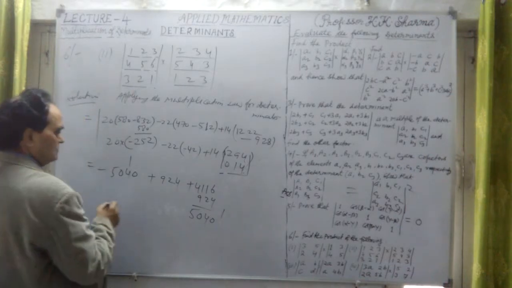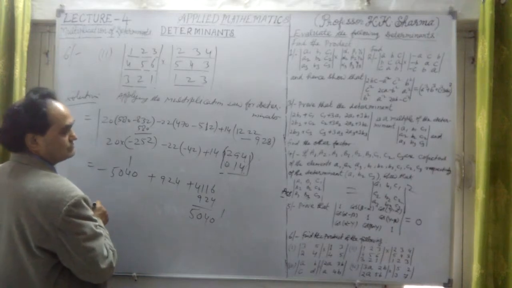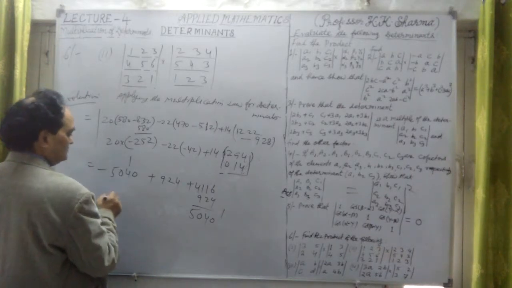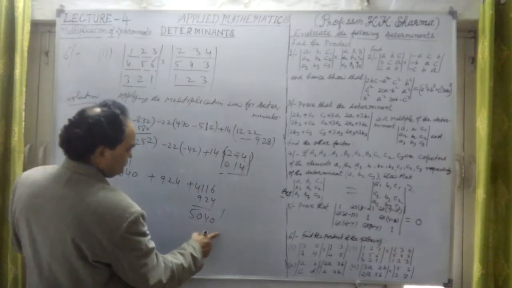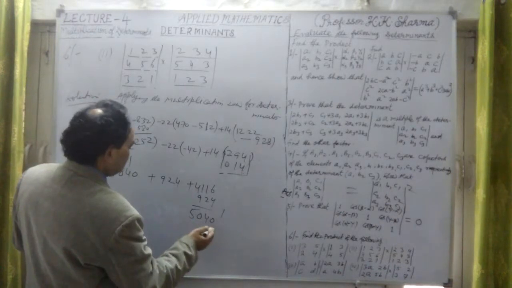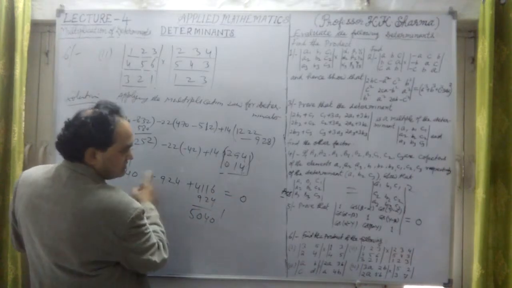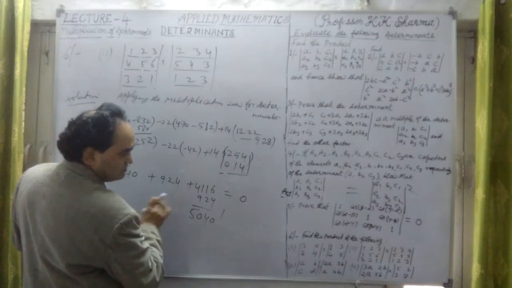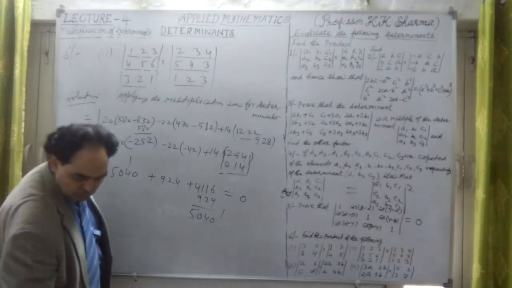5, 0, 40. Same value, plus and this 0. The result of this is 0, because it's minus 540 and this is 5040. Same value, positive and negative, the resultant is 0. They are the same but of different signs, so the answer is 0. Now, the answer of this is 0.